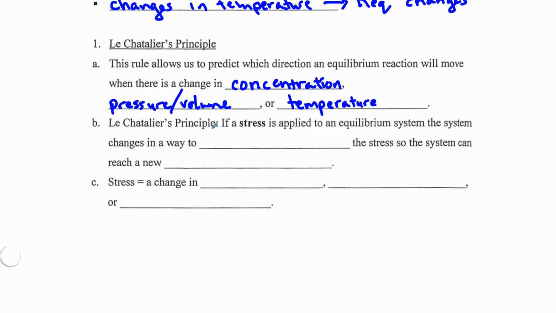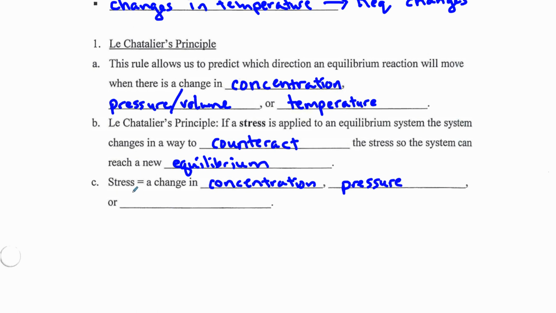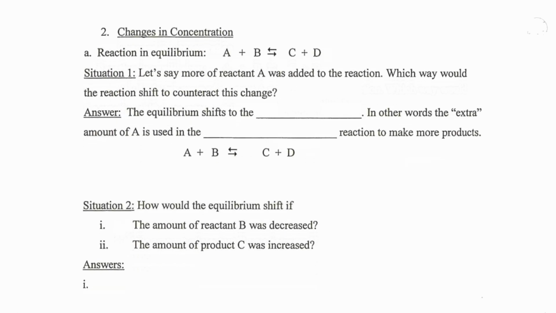So Le Chatelier's principle says if a stress is applied to an equilibrium system, the system changes in a way to counteract the stress so the system can reach a new equilibrium. Okay, and we know the stresses, we've identified them already: the change in concentration, pressure or volume, and temperature. So let's look at each one of those stresses and see how the reaction counteracts the change.